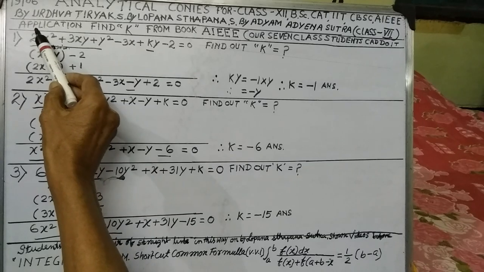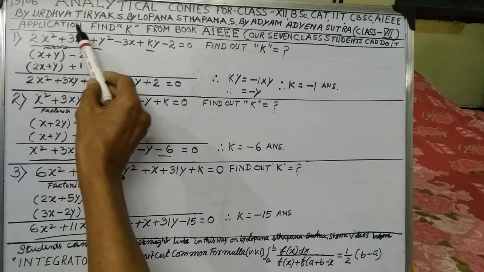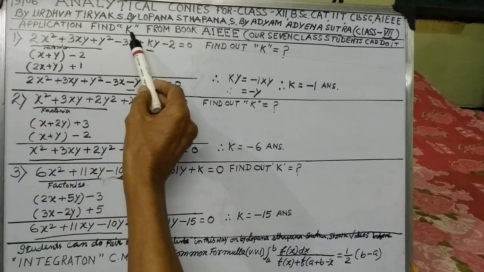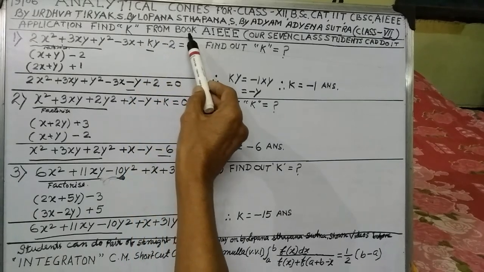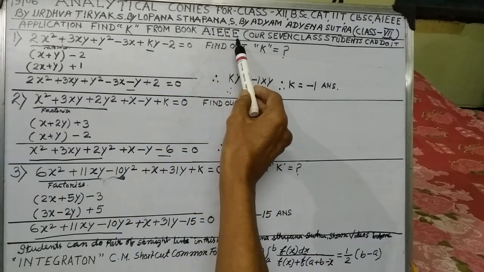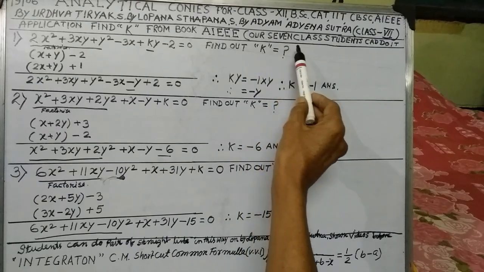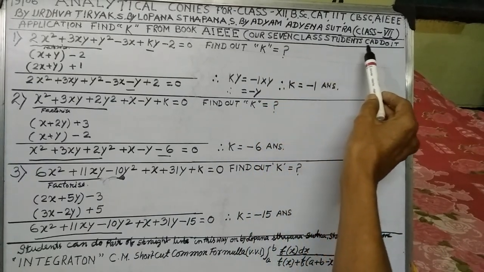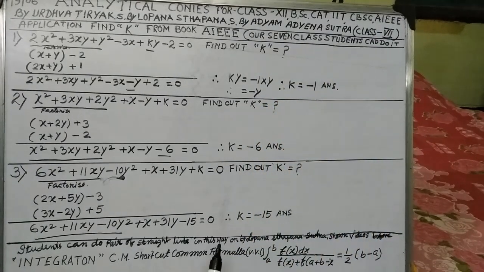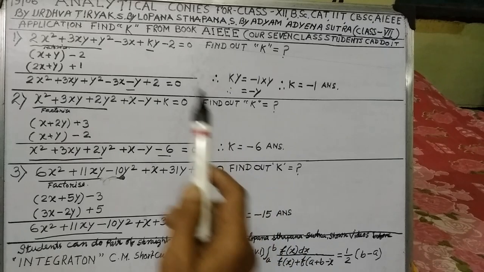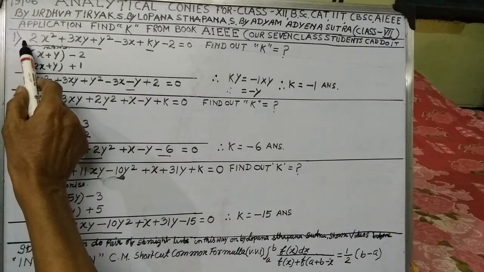This is an application of finding k from AIEEE books. Our 7th class students can do it easily with confidence, although it is higher mathematics. So this is the benefit of Vedic Sutra.